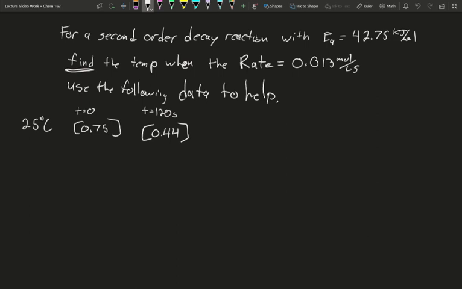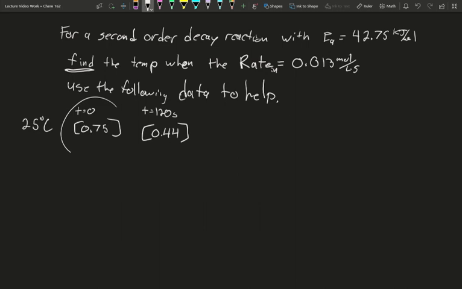For the following video, let's try using the Arrhenius equation and our rate laws together. In this case, we have a second order decay reaction, so some molecules just decaying on their own, but in a second order fashion. We know the activation energy for this reaction. It's 42.75 kilojoules per mole. What we want to find is at what temp the initial rate will be 0.013 moles per liter per second.